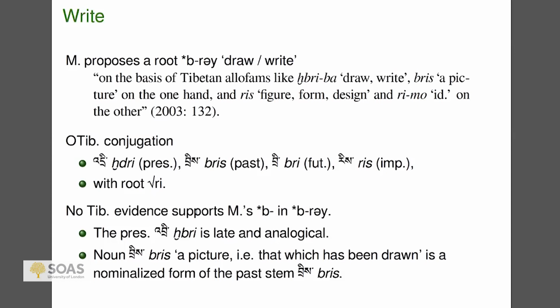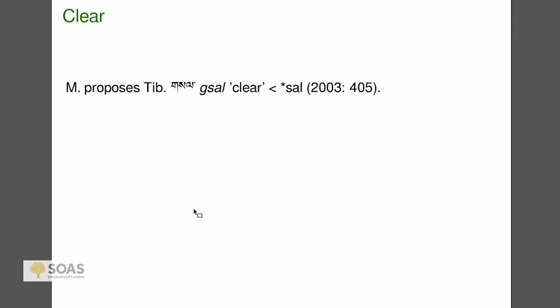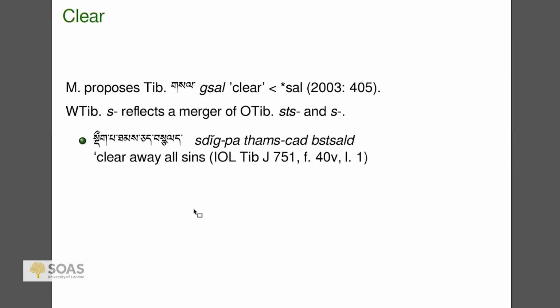Okay, and then just another example. Matisoff reconstructs the Tibetan word gsal to a Proto-Sino-Tibetan root *sal, which means to clear away, like a stain. But written Tibetan s actually merges two things in Proto-Sino-Tibetan: one is sts and one is s. If we look at old texts, we can see that in this case it's the sts form that's original. So we have dikpa tamche bsald, clear away all sins.